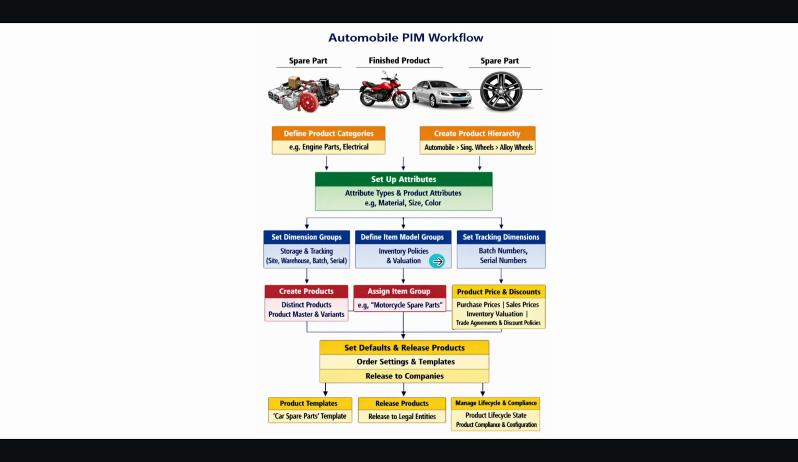And the next is the item model group. What is an item model group? Item model group is a step in which you can define how you want to govern your inventory related information for the product. For example, how do you want to sell this product? How do you want to cost this product? When I say inventory policies, it is something like that.